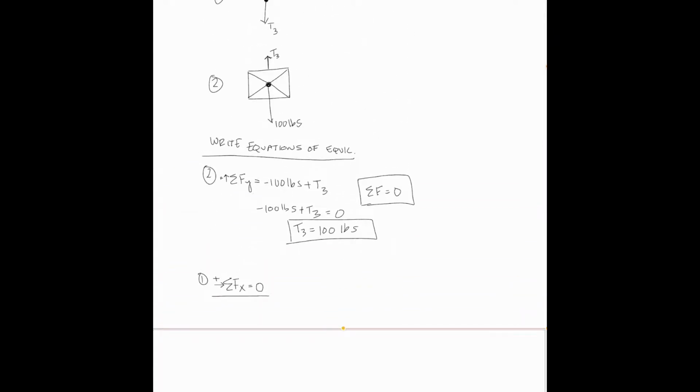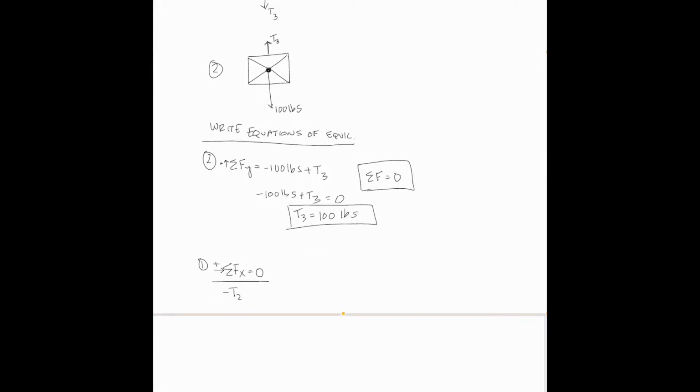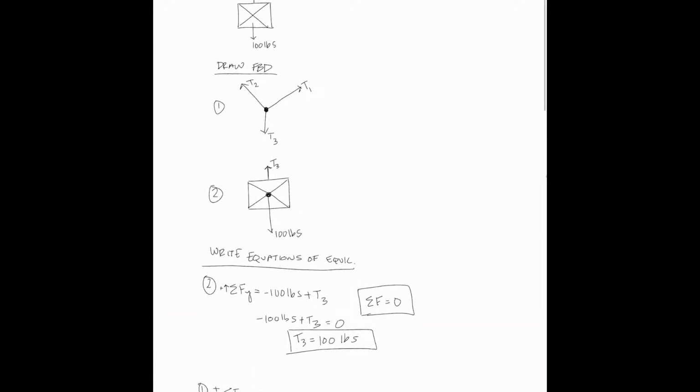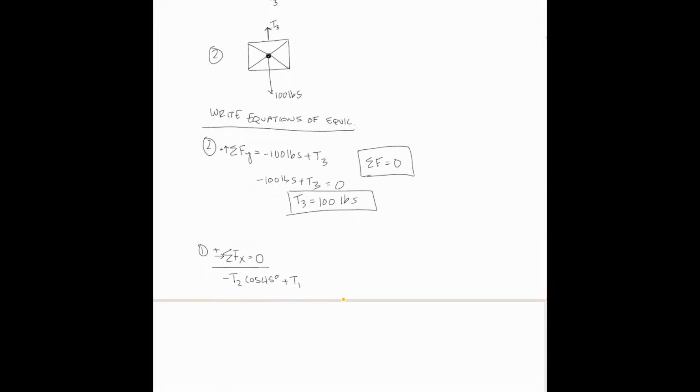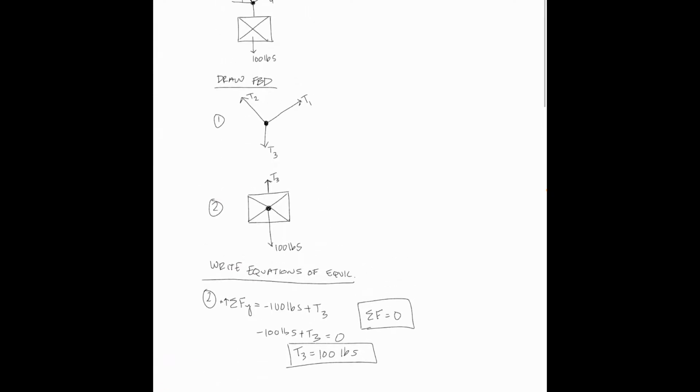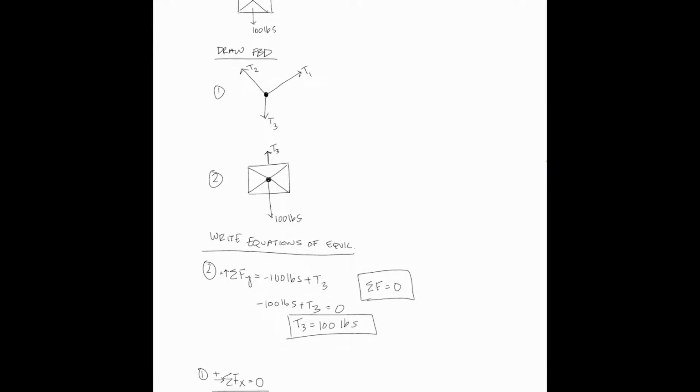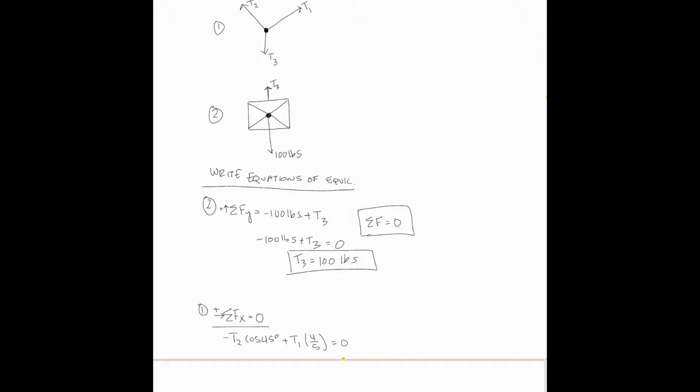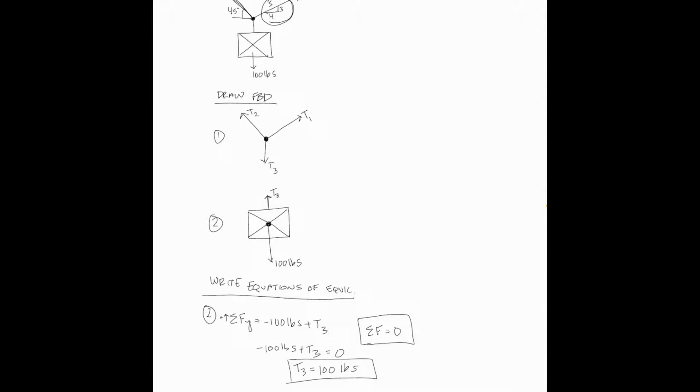So, sum of the forces in the X direction, we're going to have negative T2 times the cosine of 45 degrees plus T1 times 4/5 equals 0. Now, the reason that this is 4/5 is because we're given the slope of this cable rather than an angle. And so we want the X component, so we take 4, which is horizontal, and then place that over the hypotenuse. That'll give you the portion of X in that rope.